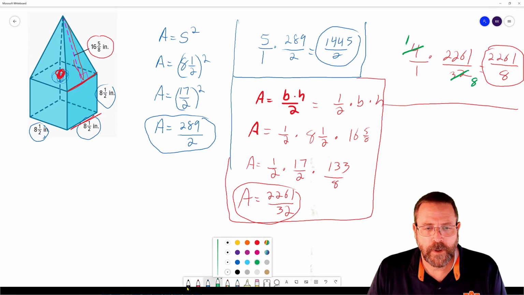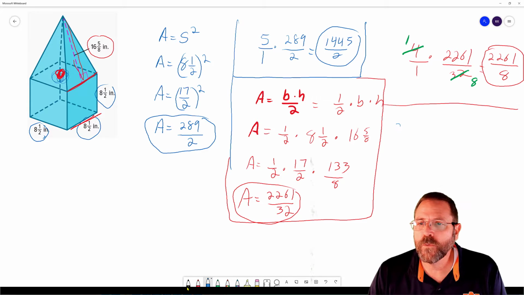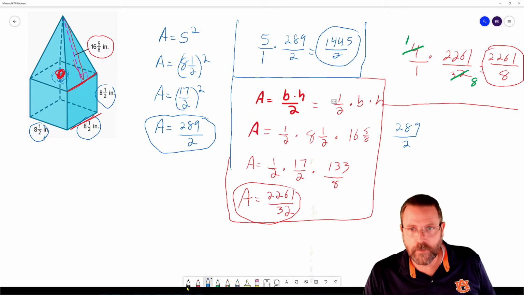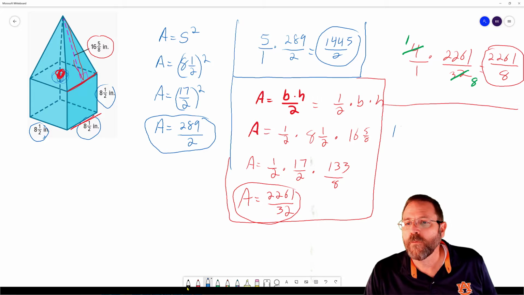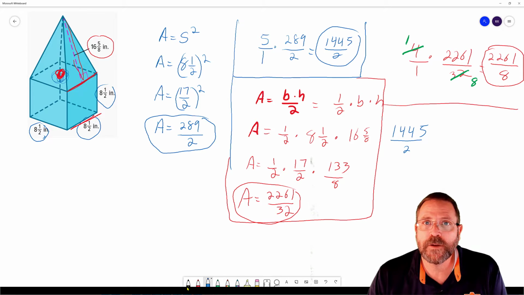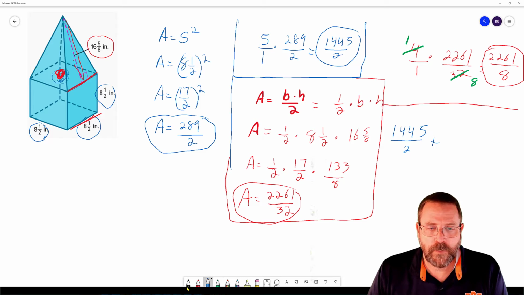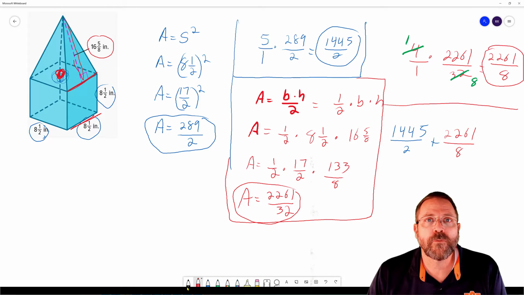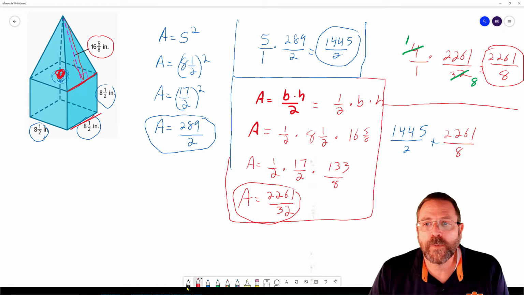Actually, no, let's do the blue pen because we had started out with the blue, which was a 289 over 2, was actually, nope, my bad, it's wrong. It's a 414 up there, so it's going to be the 1445 over 2 that we came up with for the area of the base part, the cube, the surface area of it, plus, and then I'm going to put in the red here, the 2261 over 8 that we came up with for the surface area of the triangular pieces.